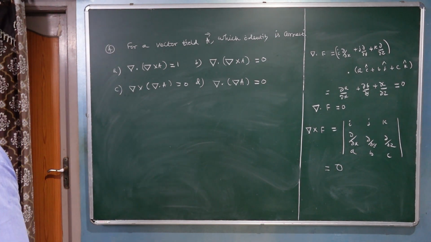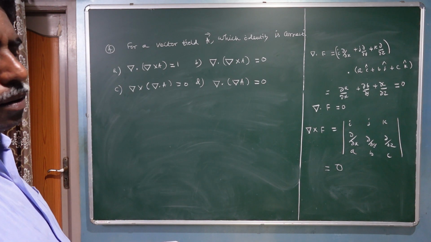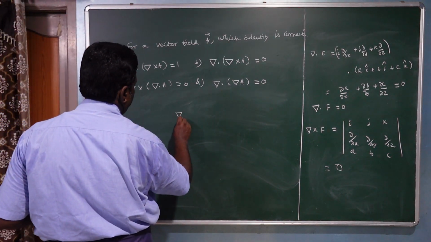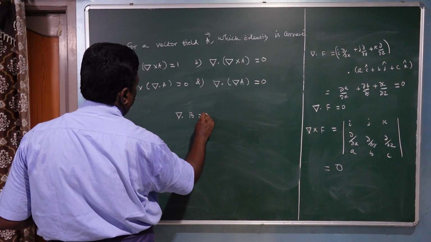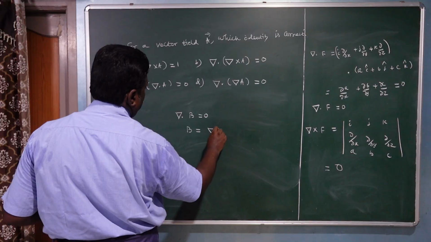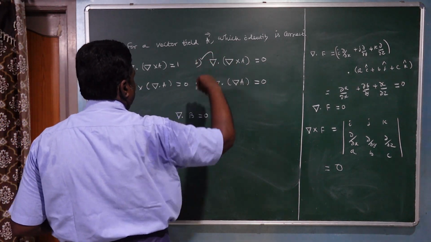We know that from Gauss law in magnetostatics, div B equal to 0, then B equal to curl A. We know that div B equal to 0. This is our Gauss law in magnetostatics. Then B equal to curl A. Here A is our vector potential. So option B is correct.